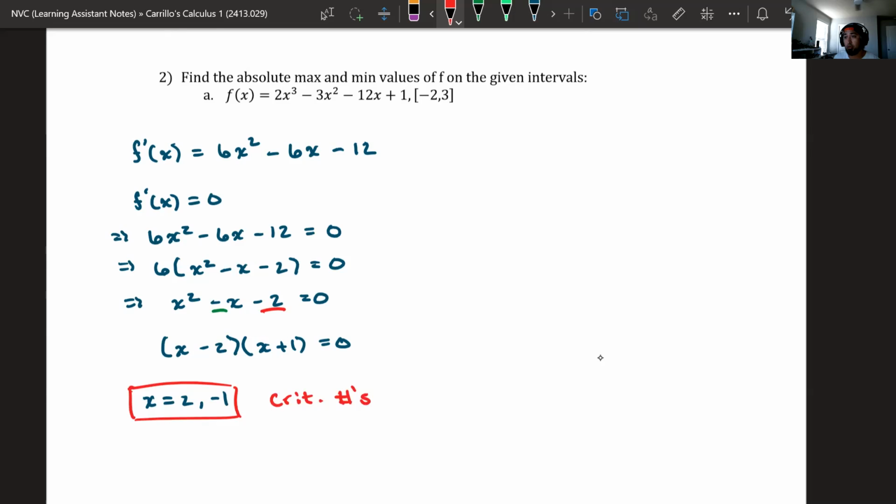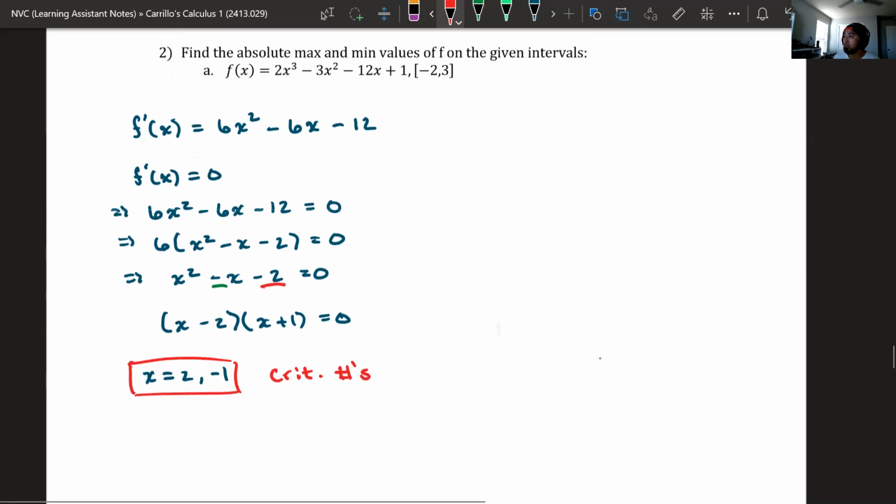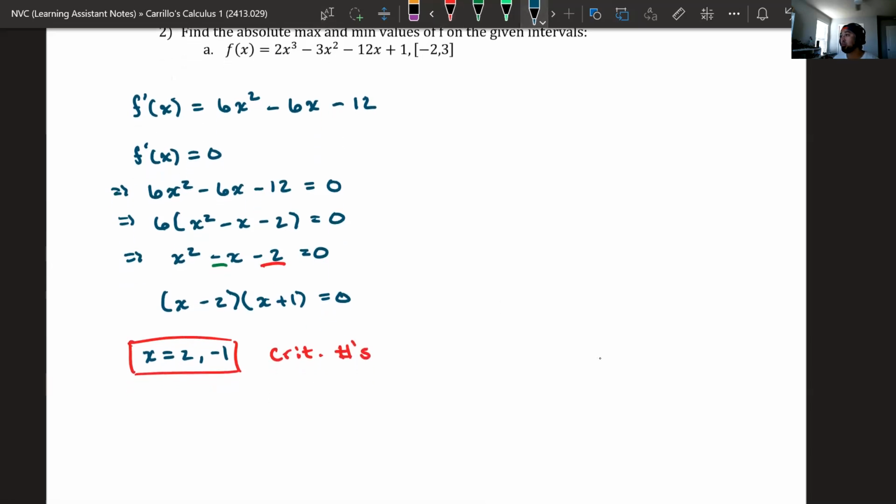So next it's asking us to find the max and min values of this given function within this interval. To find the max and min values, all you have to do is take your critical numbers and your endpoints and plug them into the original function. So we have our XY chart. And then plugging in order, we have -2, -1, 2, and 3. And then pulling out your handy calculators.